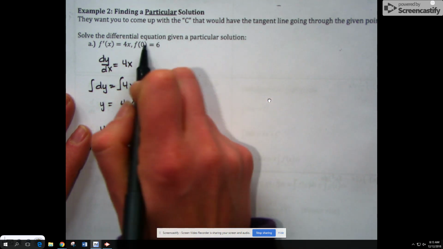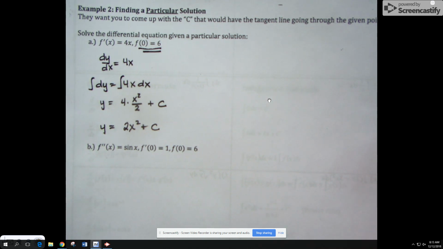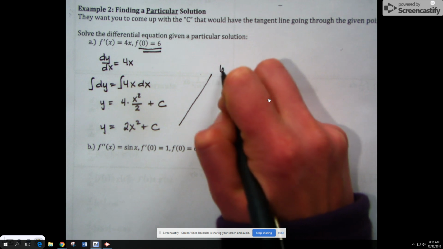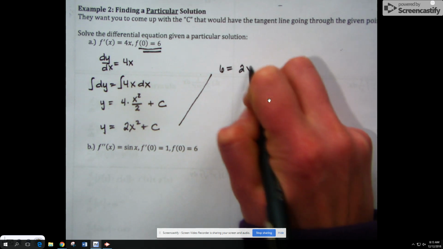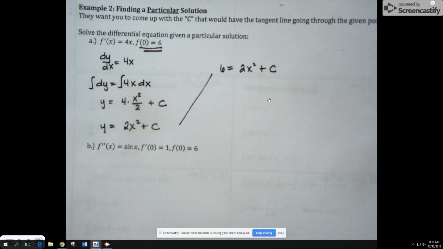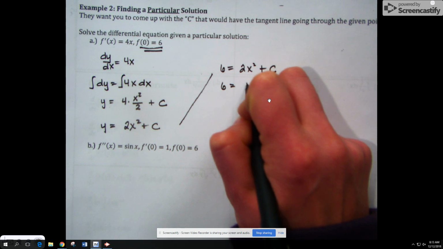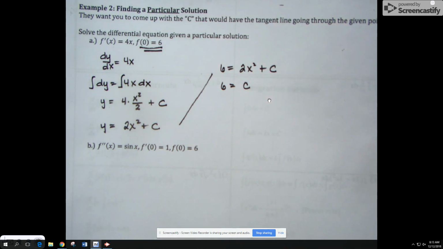The difference is that they've provided you with what we call a particular solution. So now I know that when I plug in 0, I'm expecting to get a 6. So that would mean that 6 is equal to 2x squared plus c. And I could go ahead and solve for my c value. Should have written it as 6 equals 2 times 0 plus c, and so c is 6.